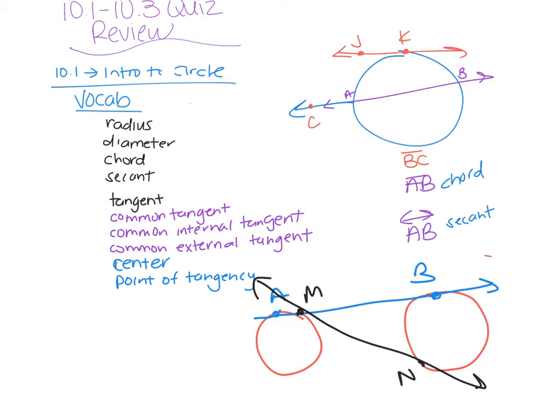Okay, which one of those is the internal common tangent? The black line, or MN, right? Remember the trick for it: if you connect the two centers of the circles, and the tangent line runs through that, then it's the internal. So this would be internal. And if it does not, then it's the external.